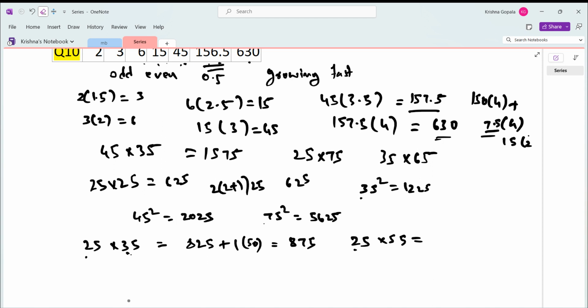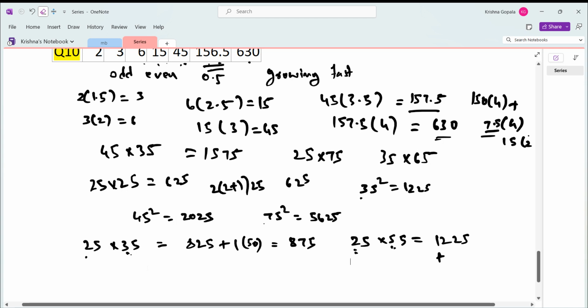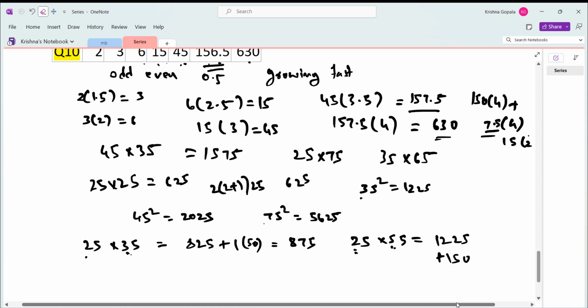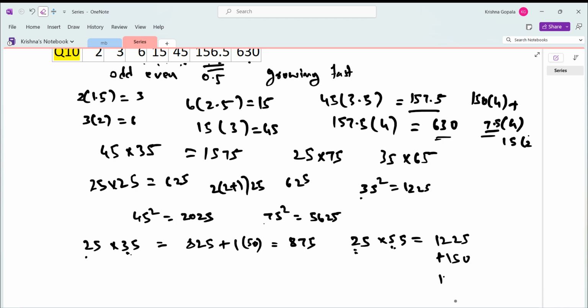Similarly, 25 into 55. 2 into one number higher than 5. 2 into 6, 12. First you write 12 25. Plus 5 minus 2 is 3, 3 times 50, 150. 25 into 55 will therefore become 1225 plus 150, which is 1375. Okay.